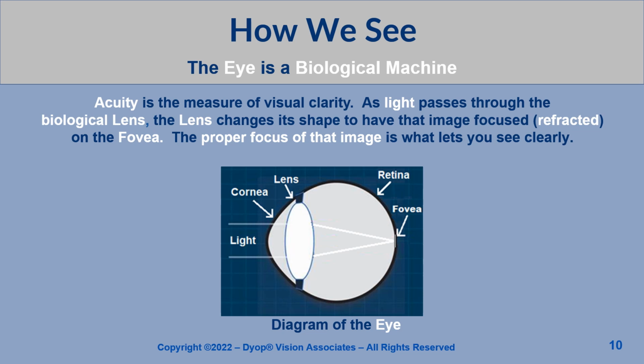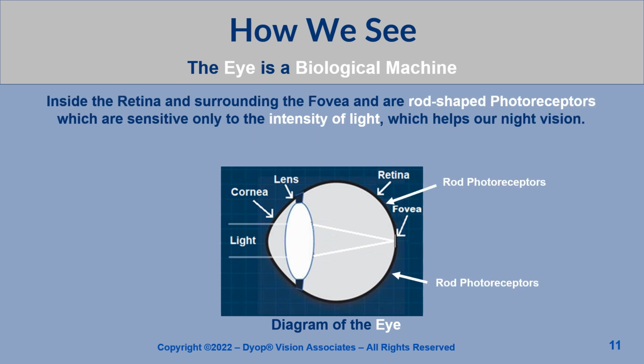Acuity is the measure of visual clarity. As light passes through the biological lens, the lens changes its shape to have that image focused on the fovea. The proper focus of that image is what lets you see clearly. Inside the retina and surrounding the fovea are rod-shaped photoreceptors which are sensitive only to the intensity of light, which helps our night vision.